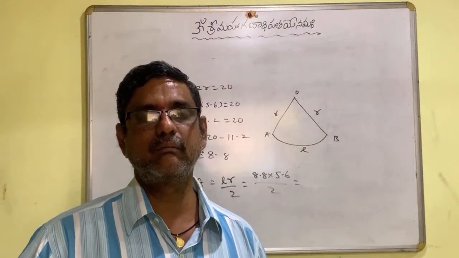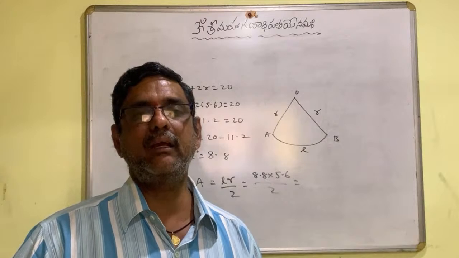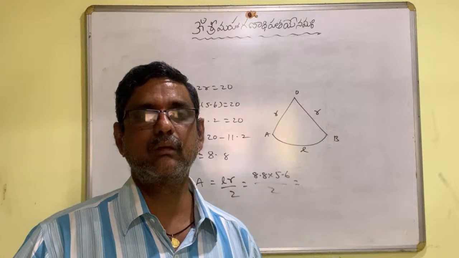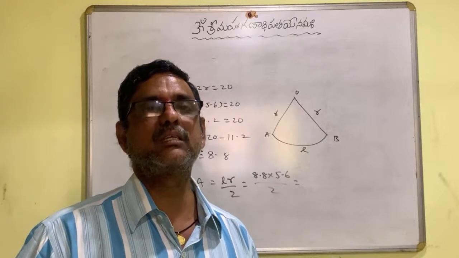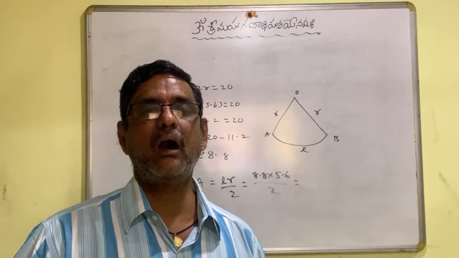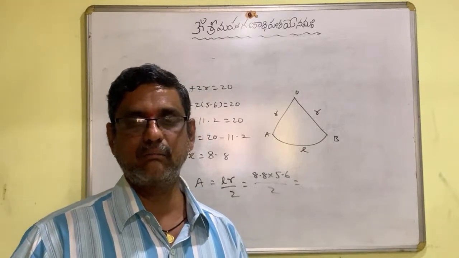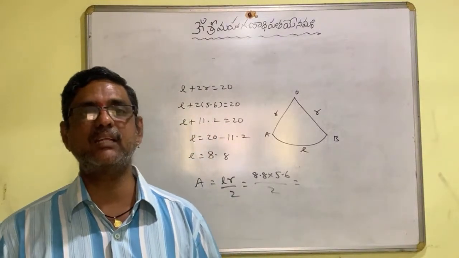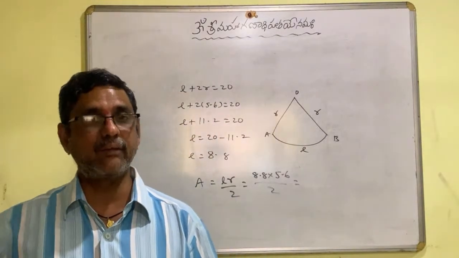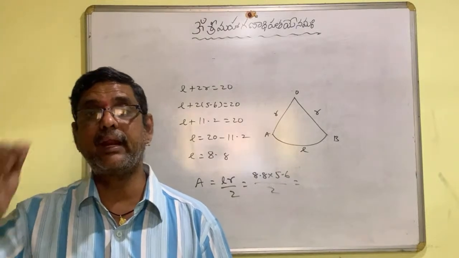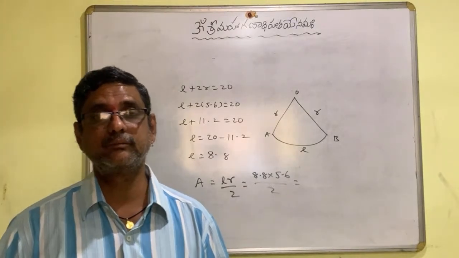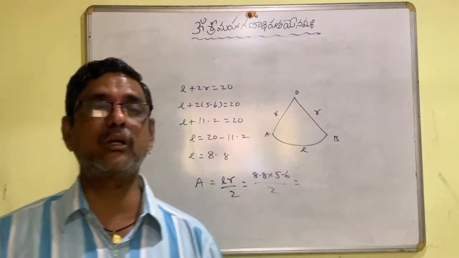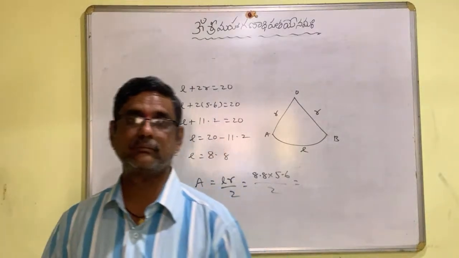Third point: while writing objective type questions, cancellations and rewritings are not entertained. Means, if you write one answer and after cancelling write another answer, it will not be treated as the correct answer. Is that understood? Even rewriting is not entertained. This is the third one.